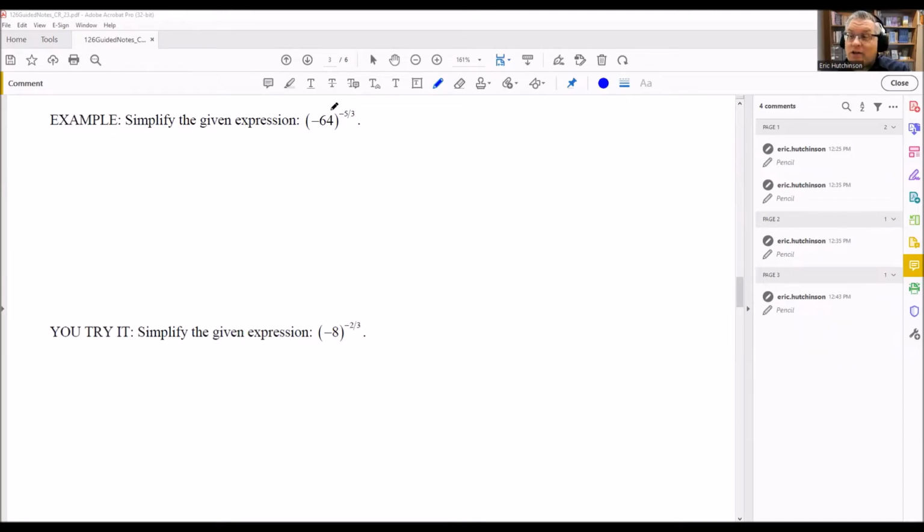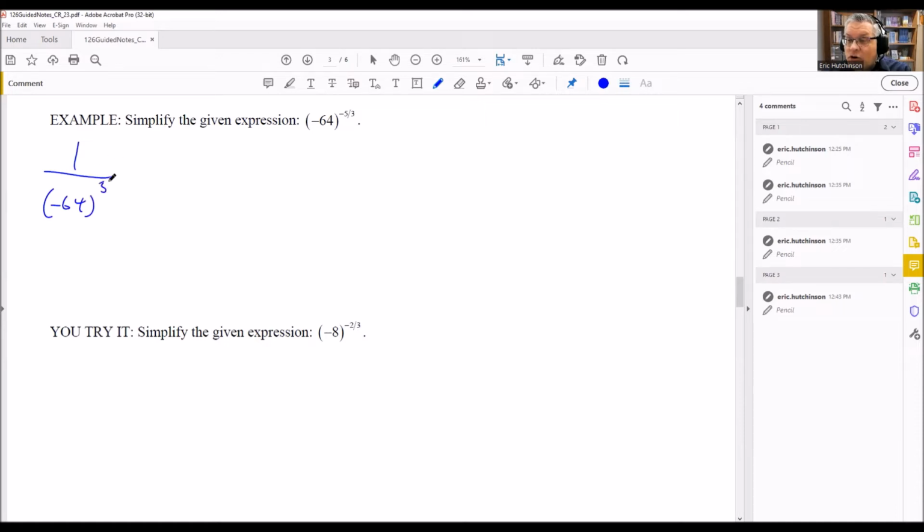We want to evaluate these two expressions. Now, these are negative exponents. So the first thing you would want to do here is turn them into a positive exponent. So we can do that by putting it on the bottom of a fraction like this.